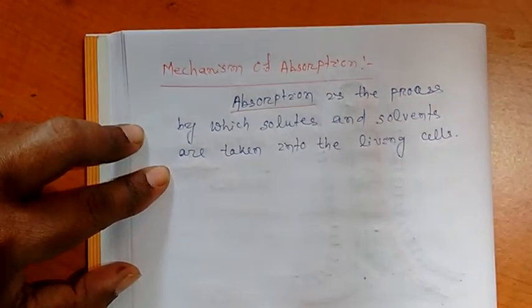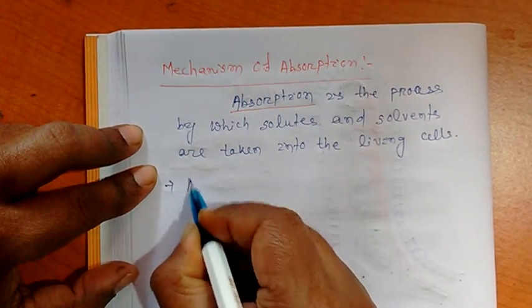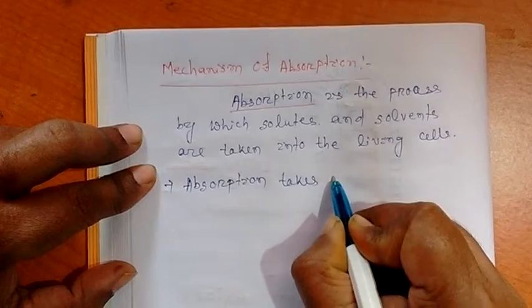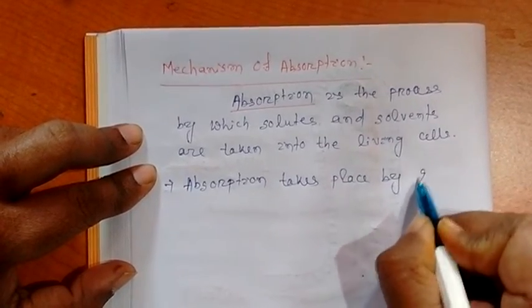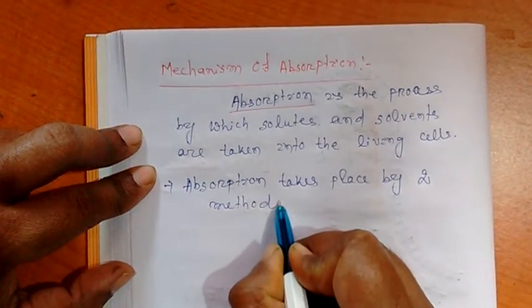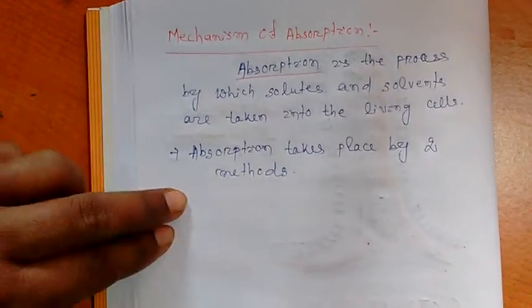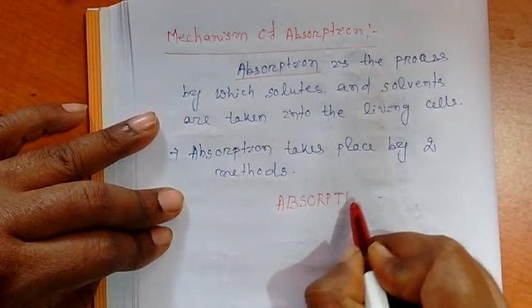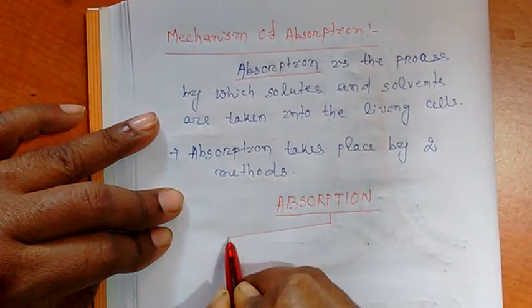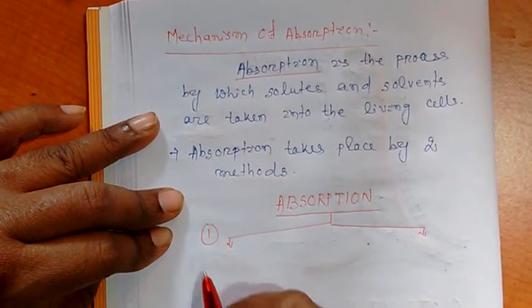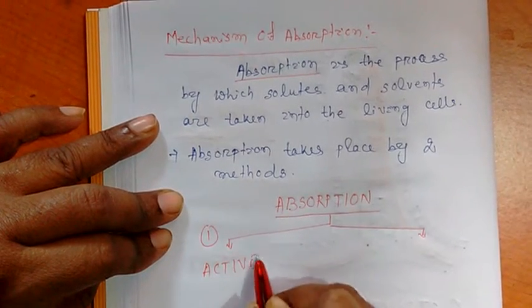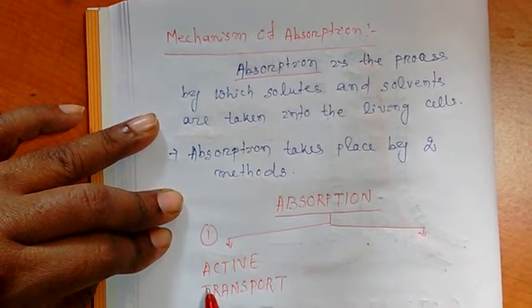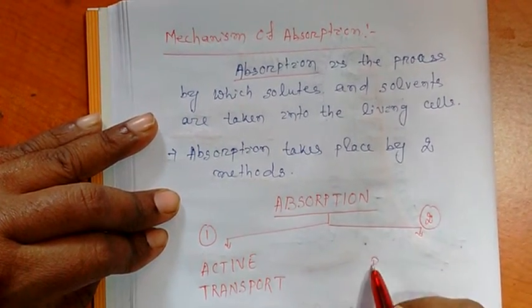So absorption takes place by two methods, that is, one is active transport and second one is passive transport.